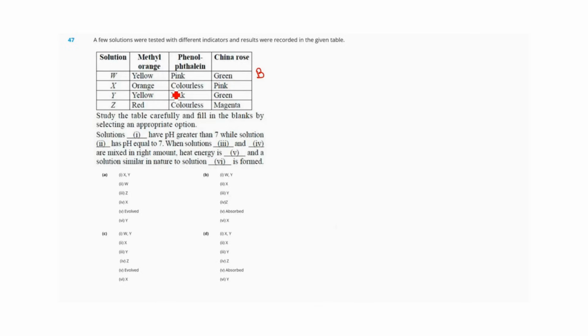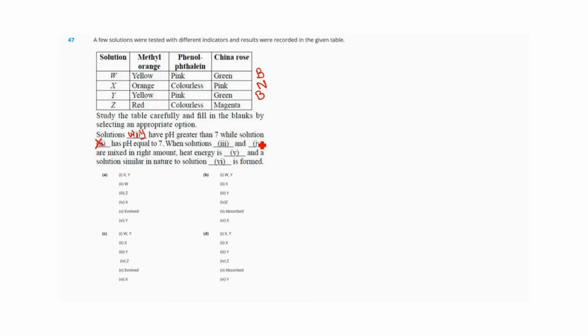Then orange, colorless, pink; yellow, pink, and green again. So this is a basic solution. So solution 1 should be W and Y. While solution 2 has pH equal to 7, that means there will be no change in the indicators. Phenolphthalein colorless, China rose pink, methyl orange orange. So this is a neutral solution. So this will be X.